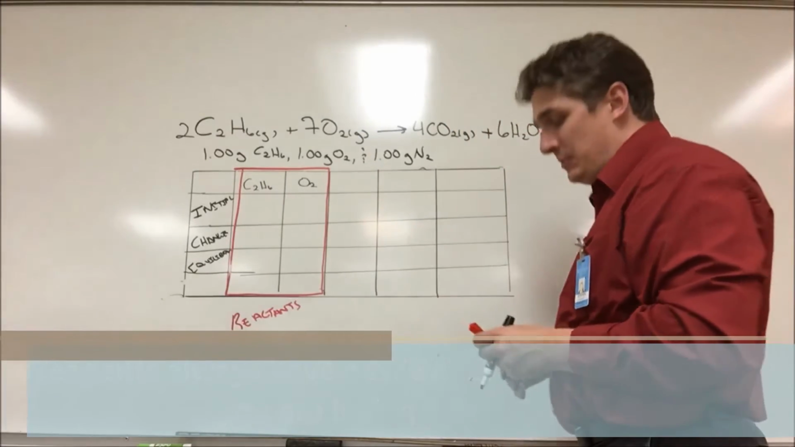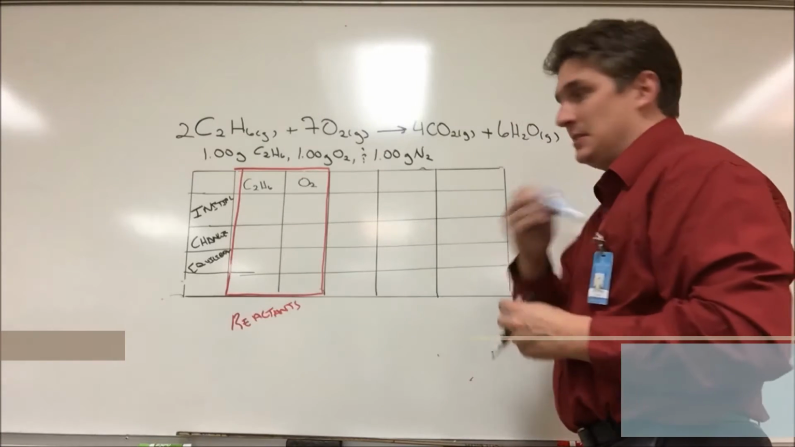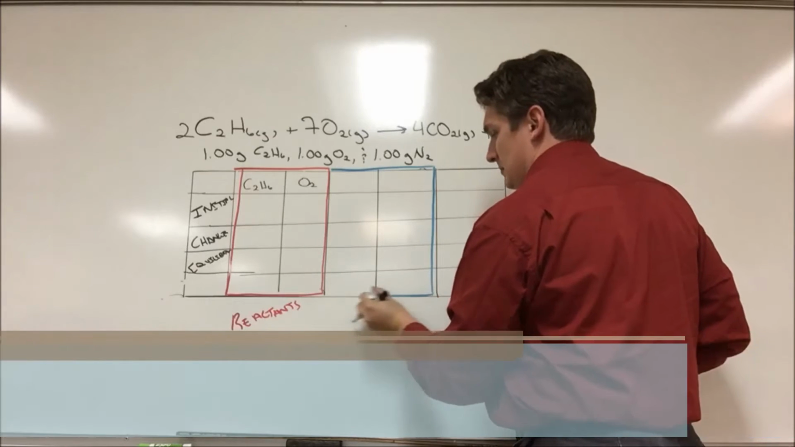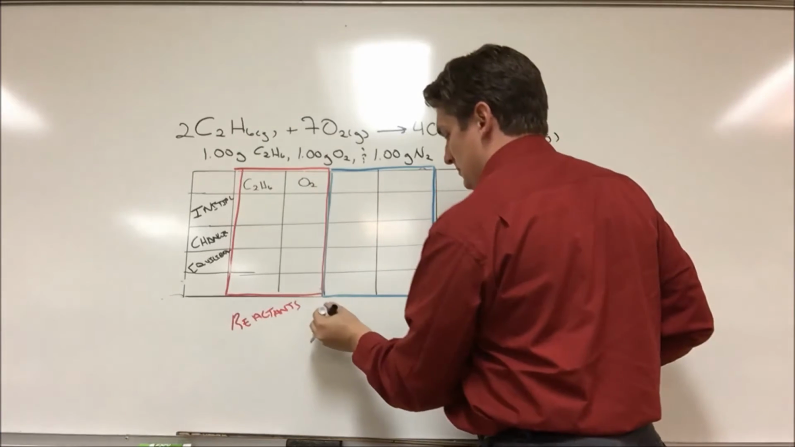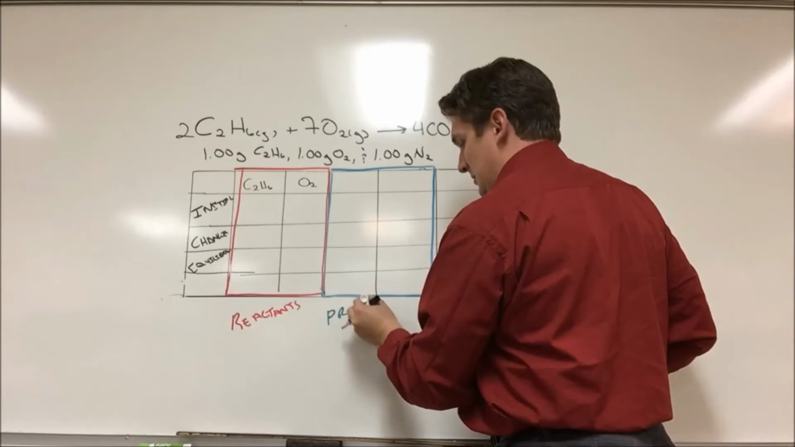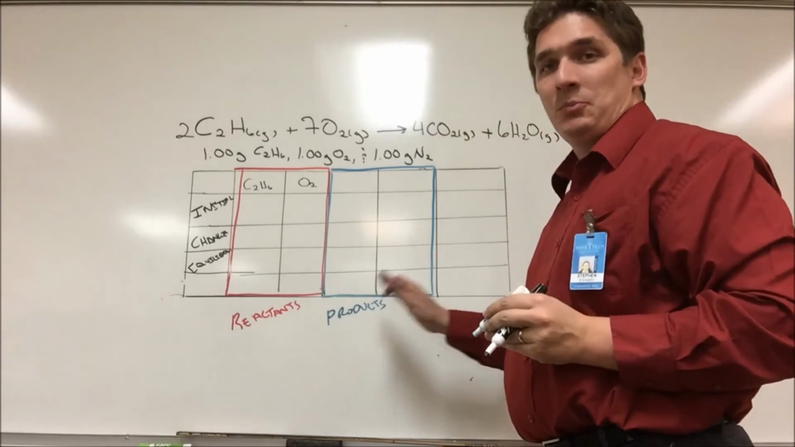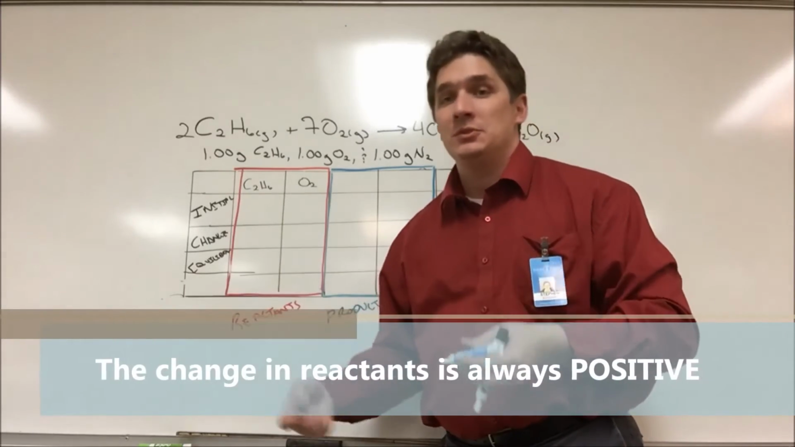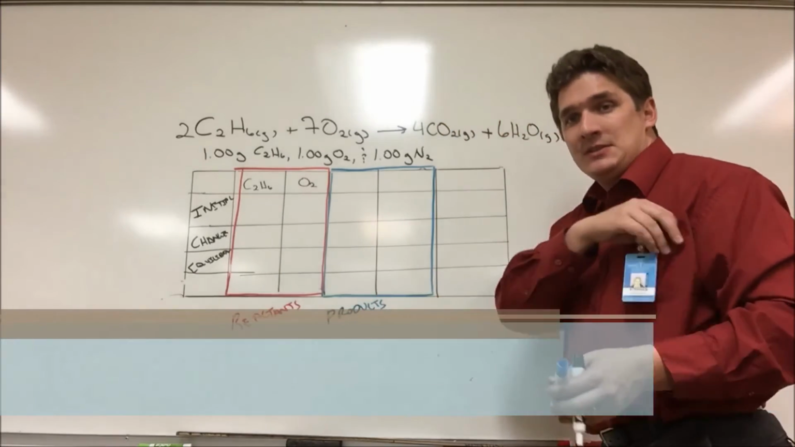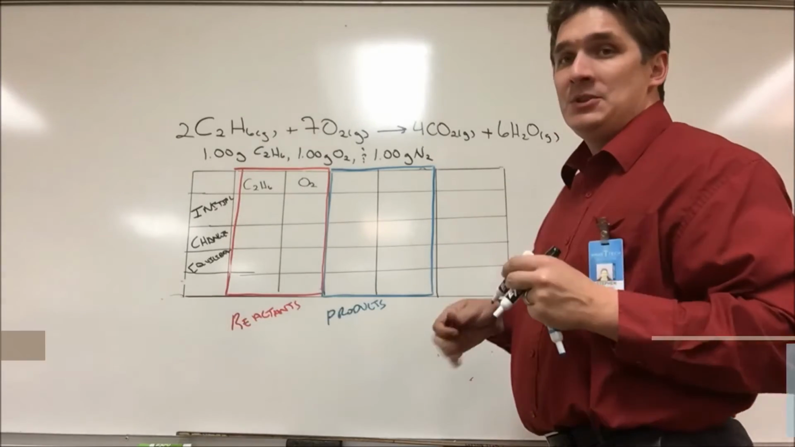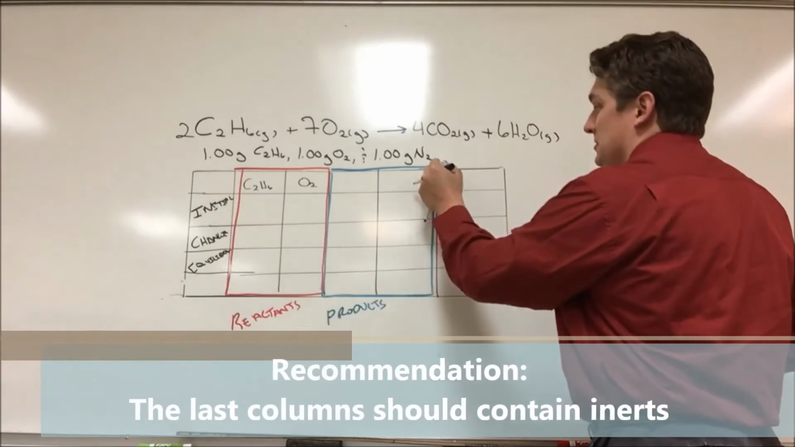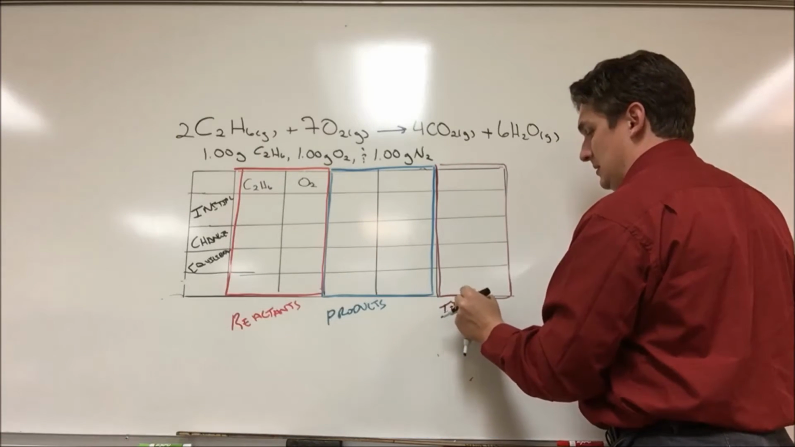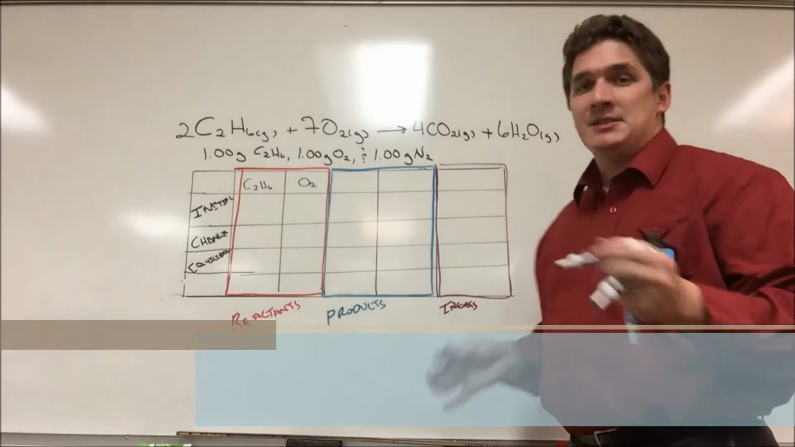Second set of columns, I would recommend you make your products. Now, the reason I recommend you group the products together is that for the products, the change is always going to be positive for the reaction. You're always creating products when you run a reaction. Now, if you happen to have this in your problem, I'd recommend you keep these to the far edge. And these are what are called inerts. Now, inerts are compounds that don't participate in a reaction.